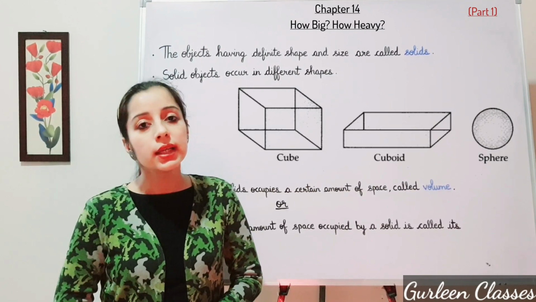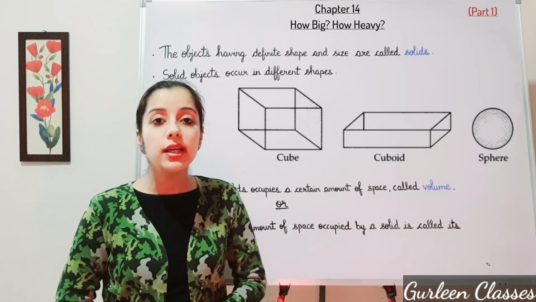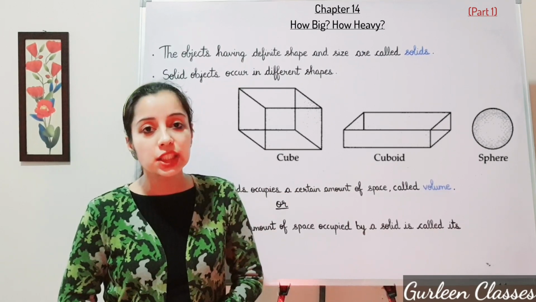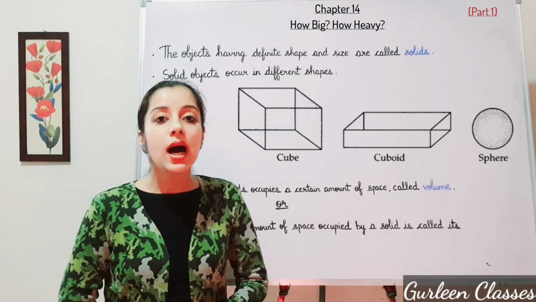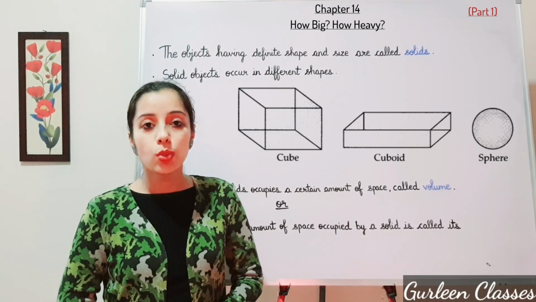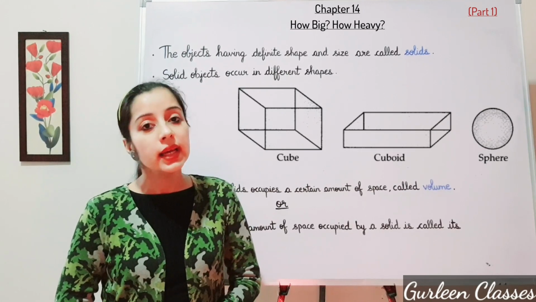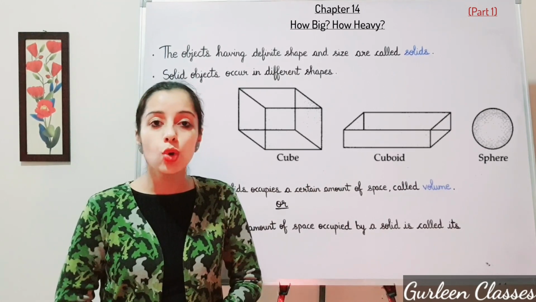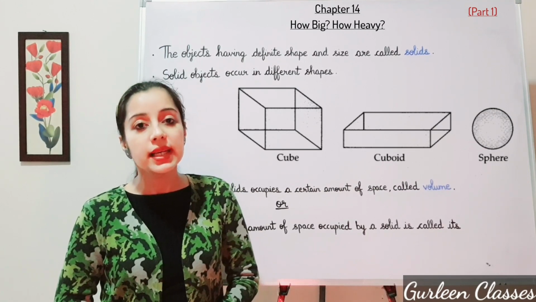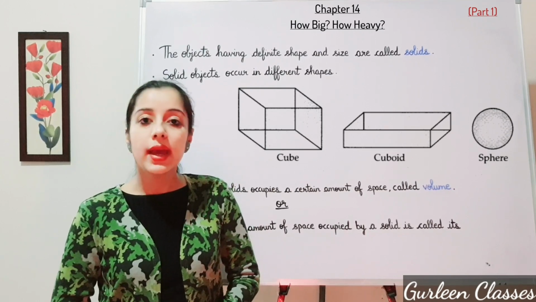So what is cuboid? A solid having all faces rectangular in shape is called cuboid. Example, matchbox, chalk box, almirah, book, etc. What is cube? A cuboid having length, breadth and height equal is called cube. In a cube, all faces are square in shape. Example, dice, sugar cube, ice cube, etc.